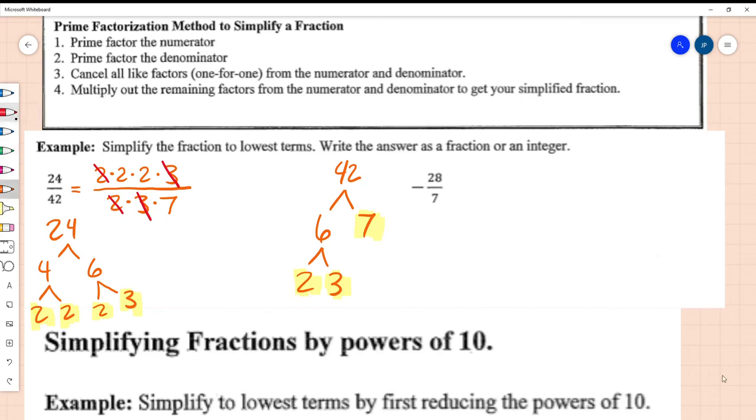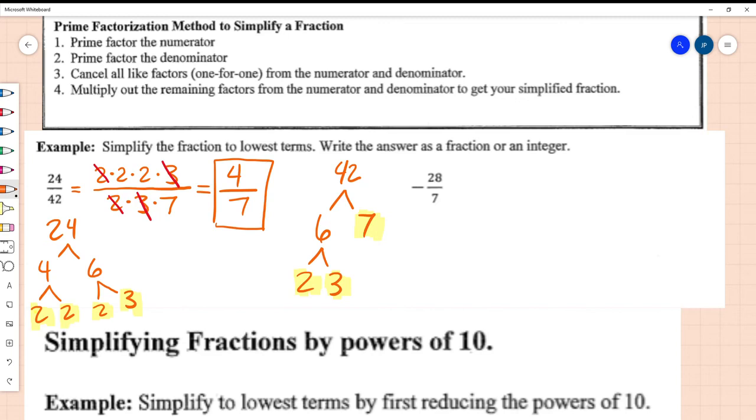So we can multiply what we have left over, 2 times 2 to get 4. On the bottom we have 7 times 1, because when we cancel everything out, we have a 1 remaining. So 4 over 7, 4/7. That's in lowest terms, that is a reduced or simplified fraction.